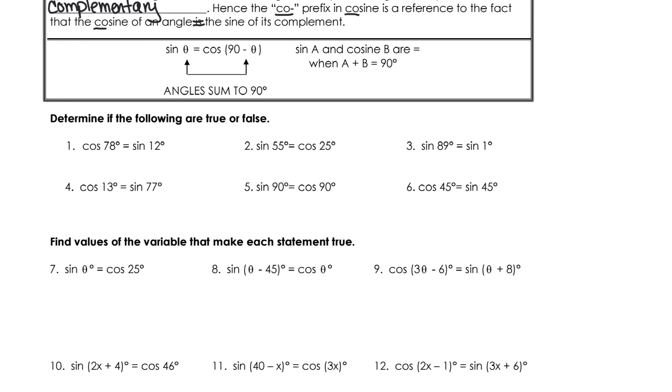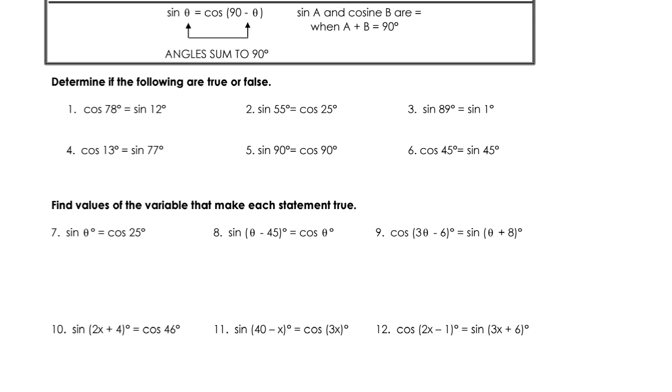Okay, and so coming down here, we got a bunch of questions, but they're actually pretty simple if you can just remember that sine and cosine will always be equal to each other if their angles add up to 90 degrees. So determine if the following are true or false. Okay, and so we have sine and we have cosine and we have equal. So far, so good. All we have to do is check that these angles here add up to 90 degrees.